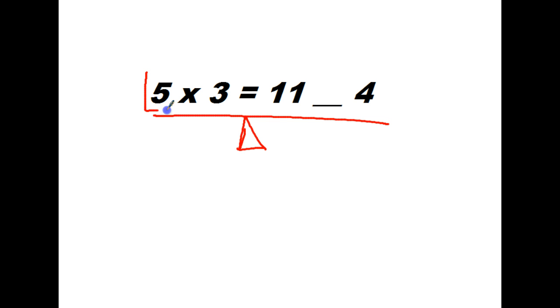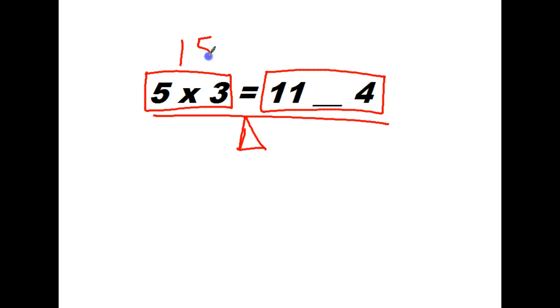So I try to tell the kids that there's a box here and a box here. Whatever's in the box on the left has to weigh the same as the box on the right. I can do the box on the left right now because all the information is there. So 5 times 3 is 15. So that tells me this box on the right has to also be 15.